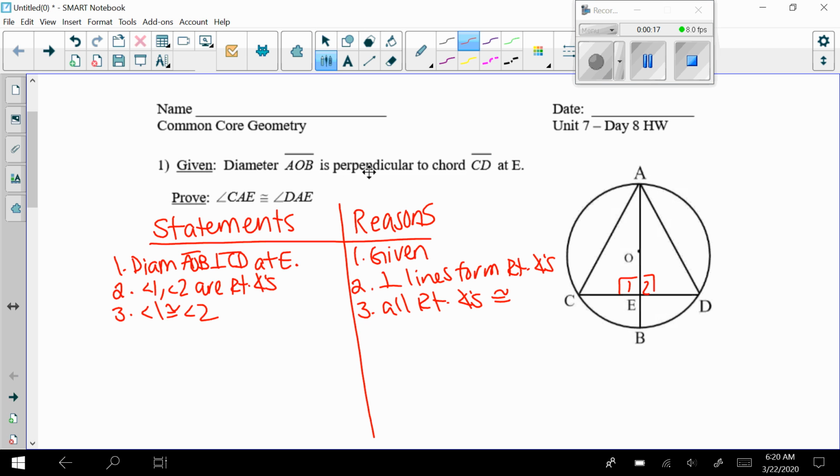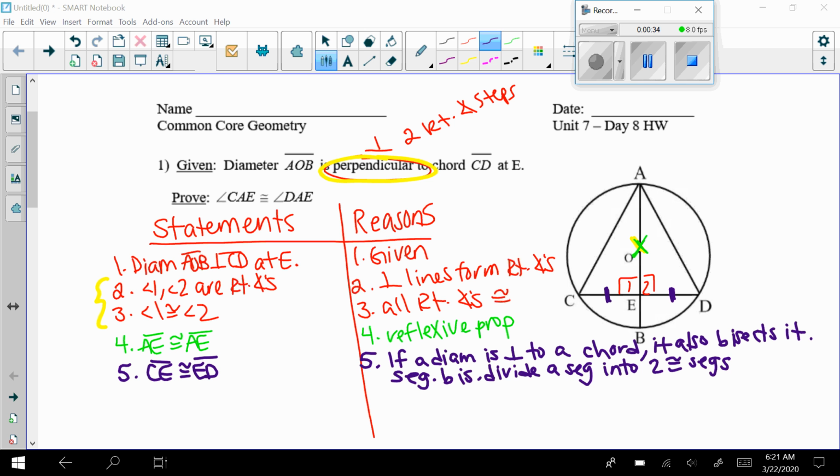Okay, so when you see perpendicular in the given every time, that is going to be those two right angle steps. So that should be easy points no matter what. So there those are. Perpendicular means they form right angles.